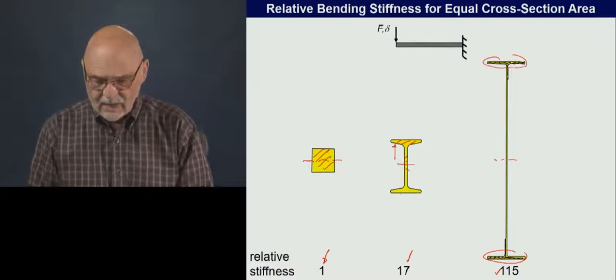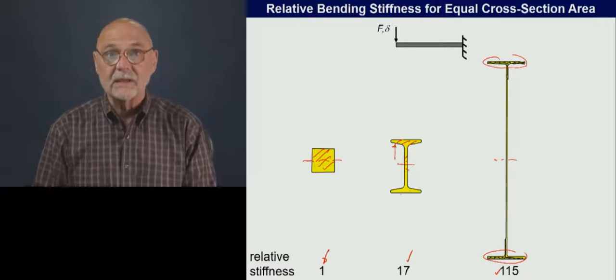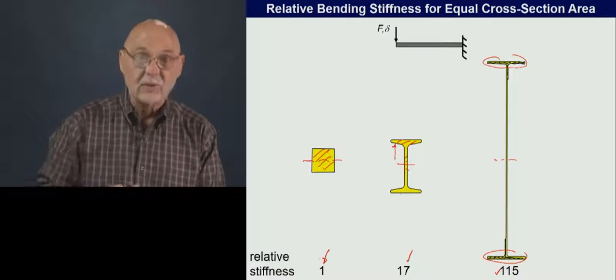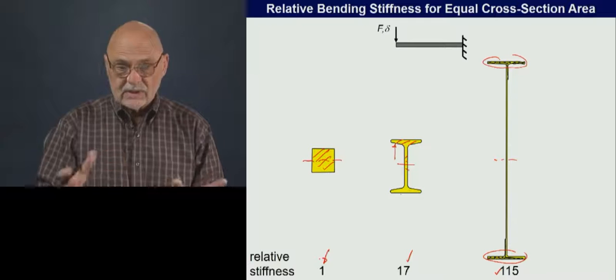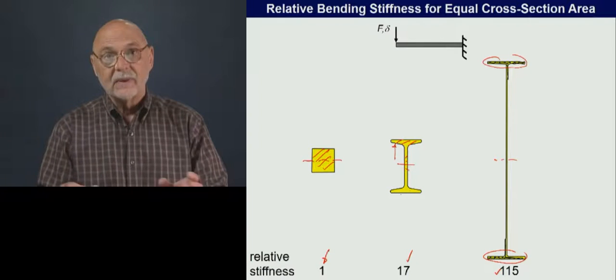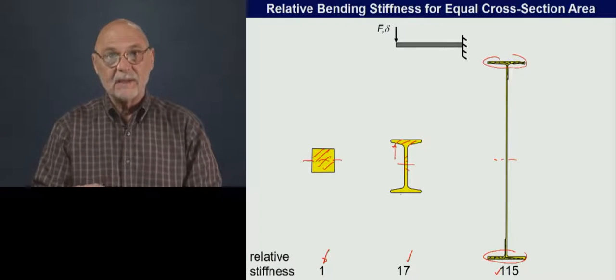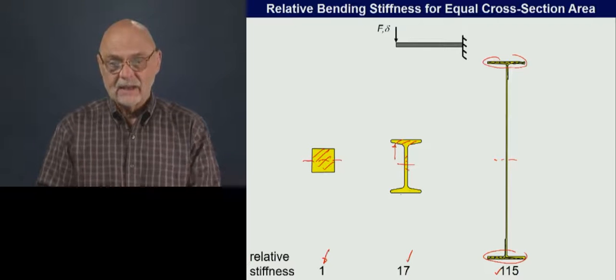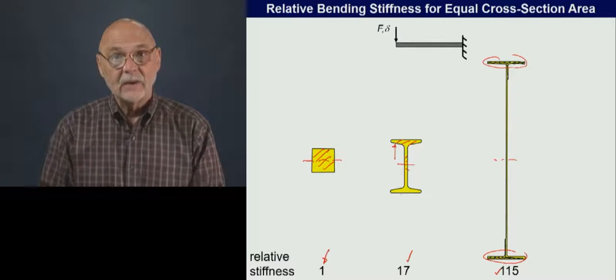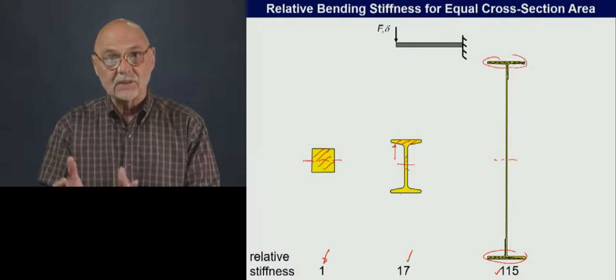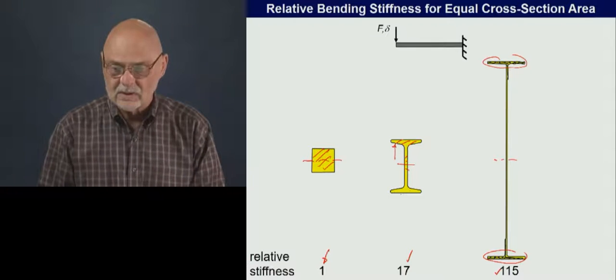And now this has a stiffness of 115 times the base section that we started at. Okay, so we're really starting to get an idea of what the shape of this beam should be in order to maximize the stiffness, having the same amount of mass in it. So this is kind of like an efficiency measure.